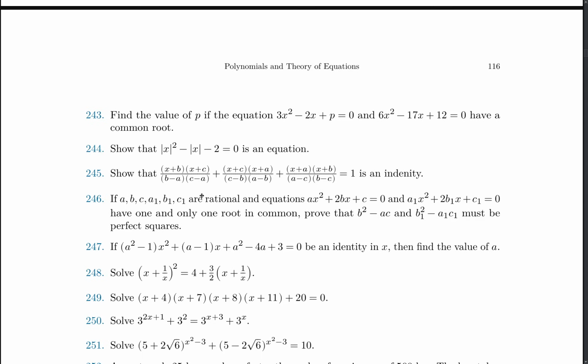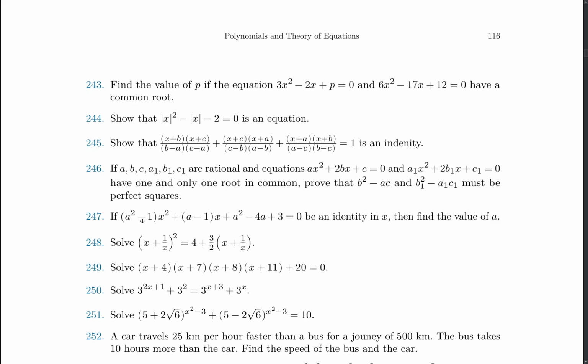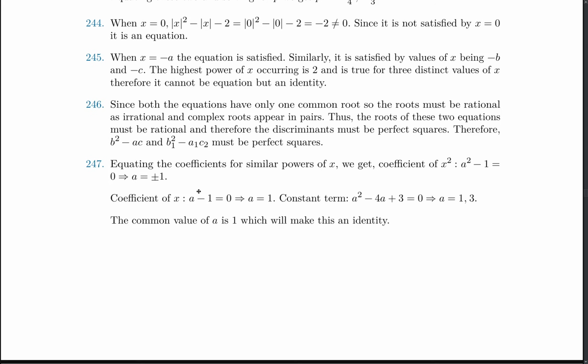Question 247 says that if a square minus 1 x square plus a minus 1 x plus a square minus 4a plus 3 is equal to 0 be an identity in x, then find the value of a. So what we do is we equate the coefficients of similar powers of x. The coefficient of x square, a square minus 1, is equal to 0, so a is equal to plus minus 1. Coefficient of x, that is a minus 1 is equal to 0, we get a is equal to 1. Constant term, we make it 0, we get a is equal to 1 and 3. So the common value of a is 1, which will make this an identity.